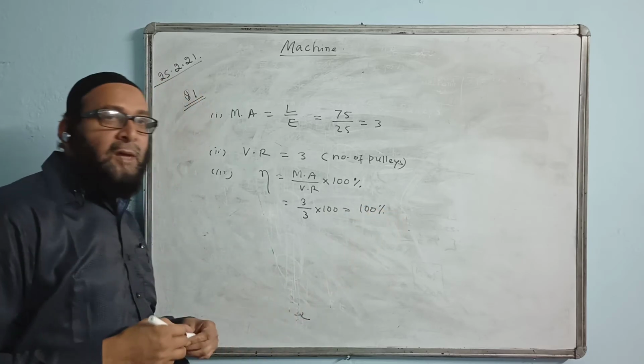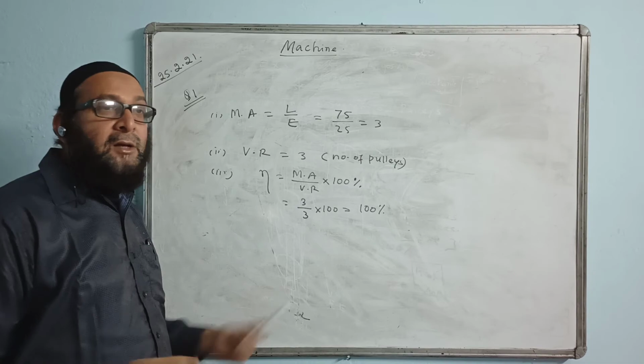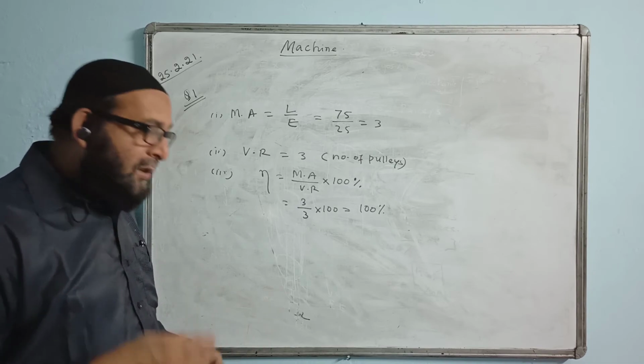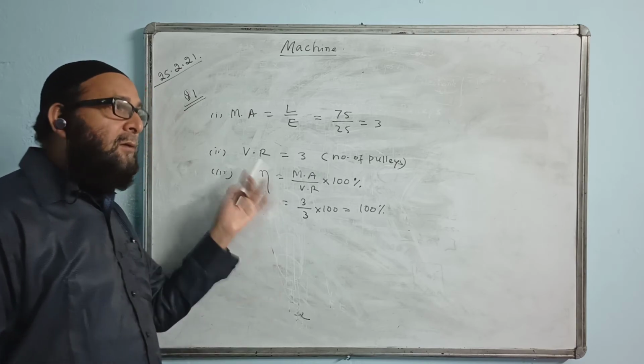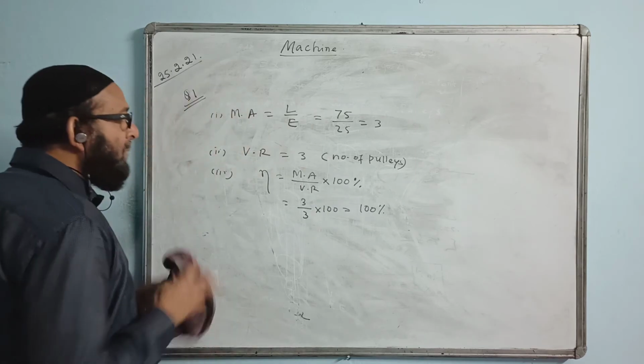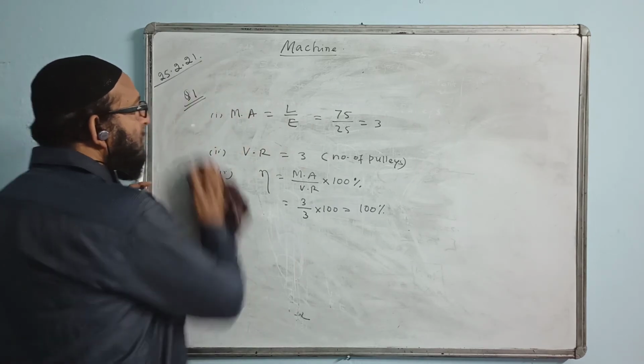What assumptions have been made in 100%? We are assuming that there is no loss of energy. That means there is no friction, it is an ideal machine, and the pulleys and all are weightless. You are assuming that. Understood?